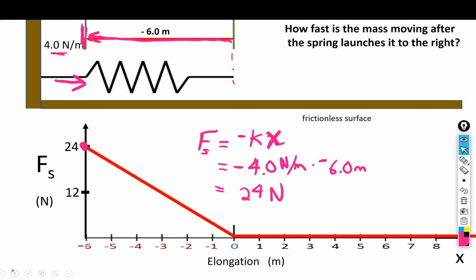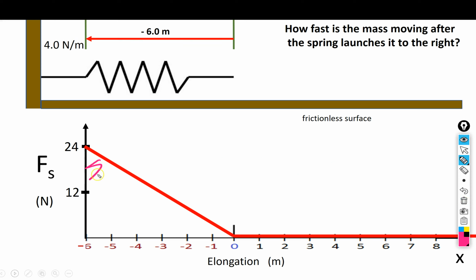Is this what you drew? Notice the force linearly went from 24 newtons down to 0. And then, of course, it stayed 0 because the spring wasn't pushing on it anymore. Now, if we wanted to calculate the work done by this spring force, we could use the average force of 12 newtons. However, there's another way of getting the work done, and that is to simply find the area underneath the curve.